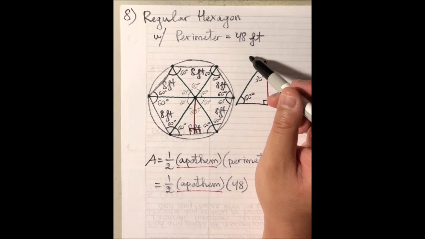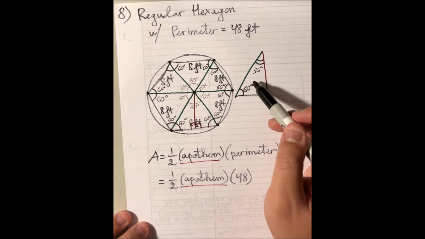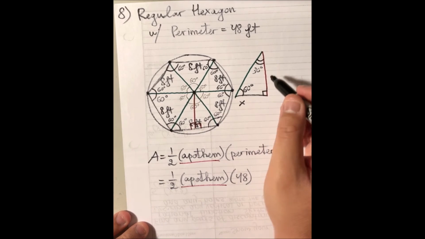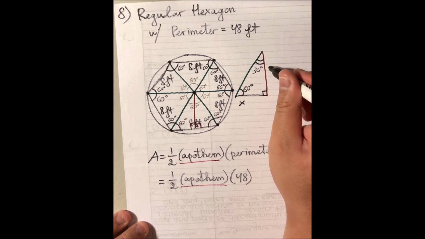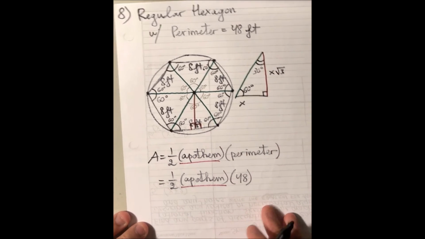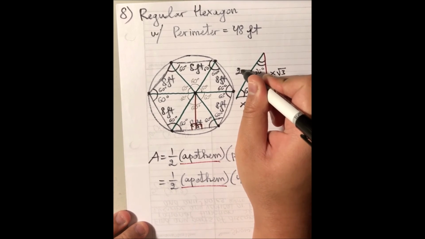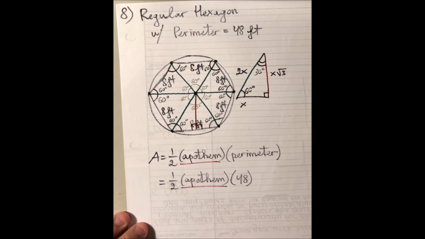Now, by the 30-60-90 triangle theorem, opposite to 30 degrees is the short leg denoted by a variable, call it x. Opposite to 60 is this long leg, which is the apothem, denoted by the product of the short leg multiplied by square root of 3. And opposite to 90 degrees is the hypotenuse in the green, which is the radius of the circle, denoted by the formula 2 times x.